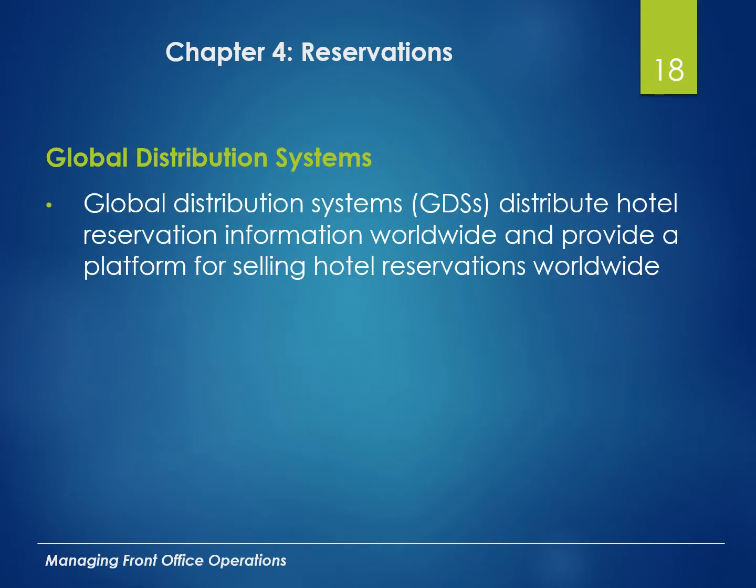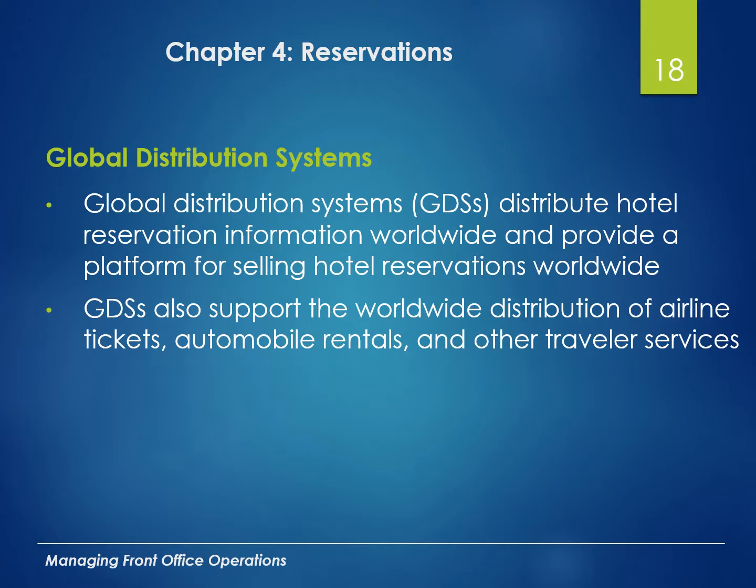The GDS, again, takes the worldwide inventory and connects it through the rental cars, the airlines, the hotels, and other different services that are available, and it connects it to those travel agents, so those industry people that are utilizing that.